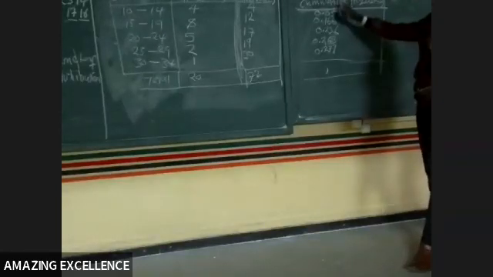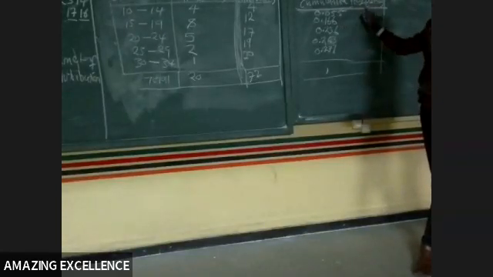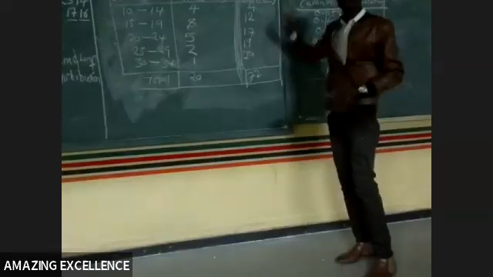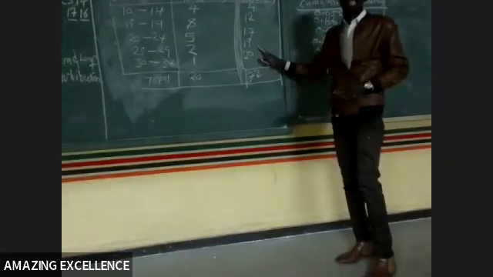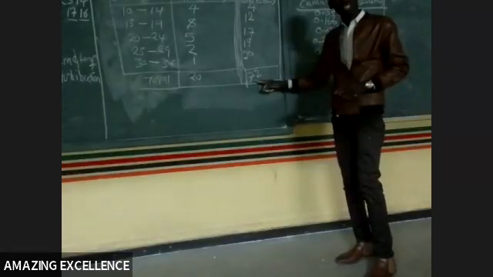So this one is called the relative cumulative frequency. Then this one is called the cumulative frequency, and this is the total cumulative frequency. Clear?